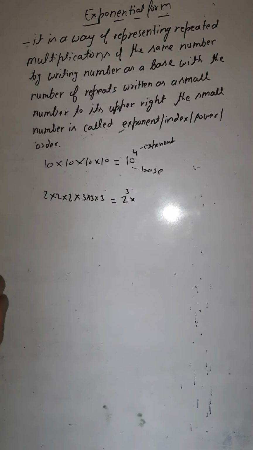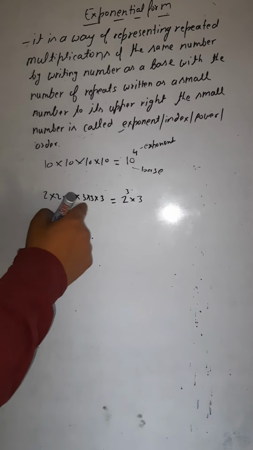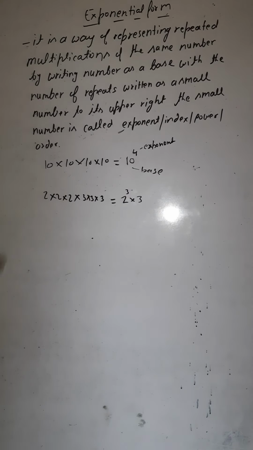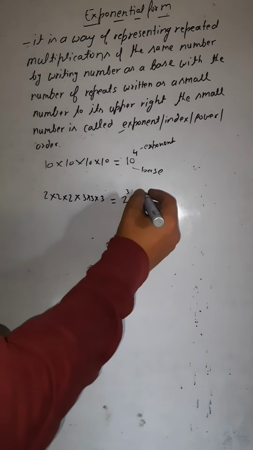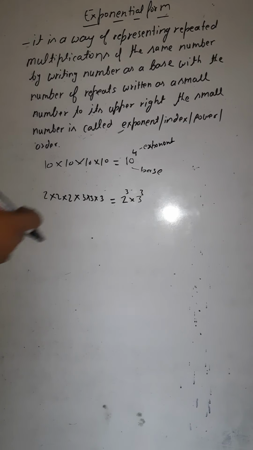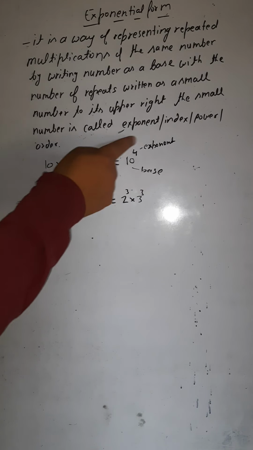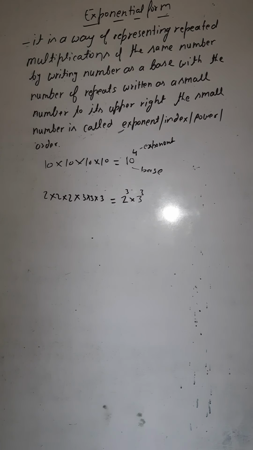Then 3 is also there. 3 you would write as the base, because 3 is being repeated here. And how many times is it repeated? 1, 2, 3. Three times. So you would write this as 3 raised to the power 3. This is how you can write the given repeated multiplication in exponential form. Are you getting it? This is known as the exponential form. Just note it down.